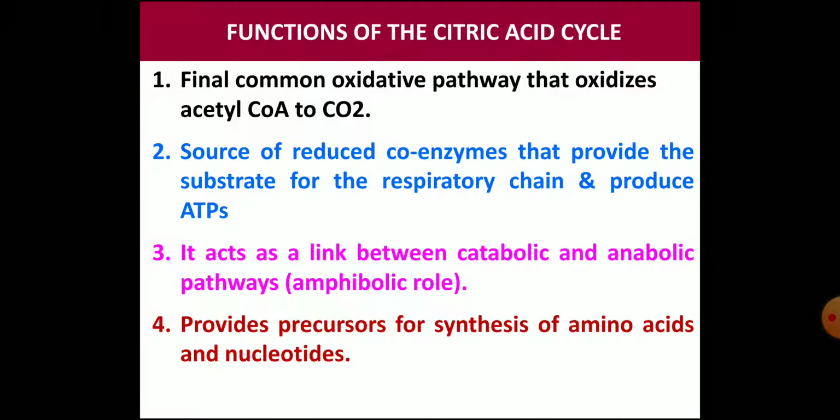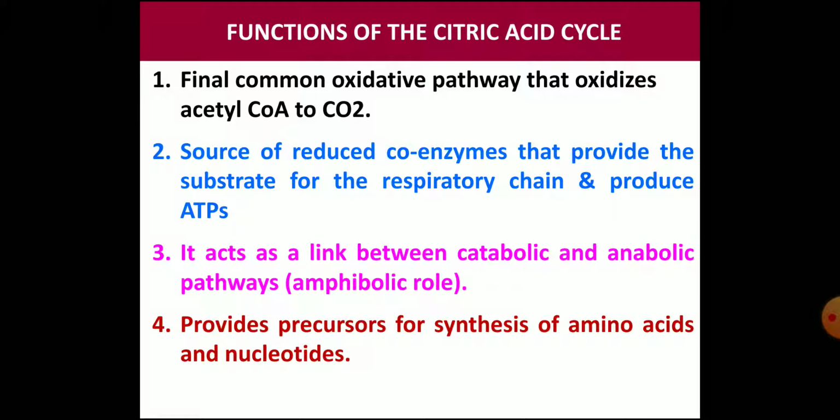Now, what are the functions of the citric acid cycle? It is the final common pathway that oxidizes acetyl coenzyme A to carbon dioxide. It is the common pathway where carbohydrates, lipids and amino acids get oxidized, and finally are converted to acetyl coenzyme A, and that acetyl coenzyme A is converted to carbon dioxide.